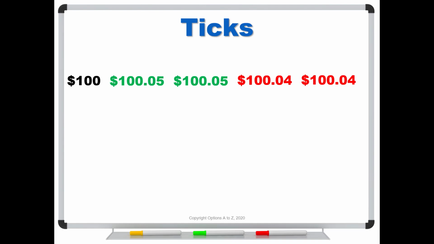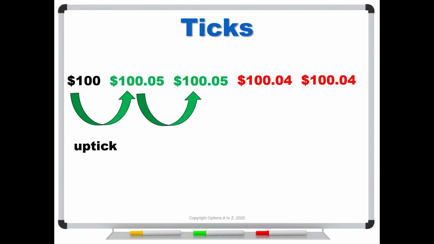So how do we read these ticks? The first one right here, going from 100 to 100.05, is called an uptick, because the price increased between those two trades. Between the second and third, however, it didn't increase, but it also didn't decrease. That's a special case that we call a 0+ tick. The 0 in that phrase means that there was no change between those two prices, and the plus means that if you go back far enough, you would find that the last time it did change, it was an uptick. So that's called a 0+ tick.